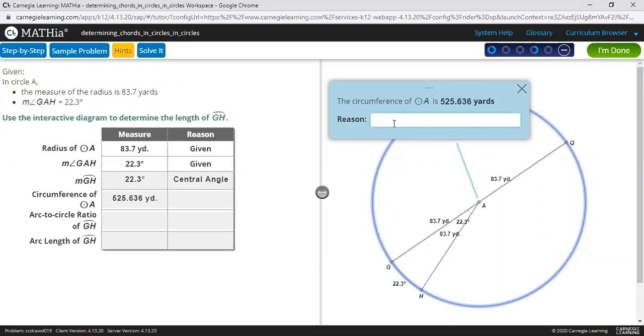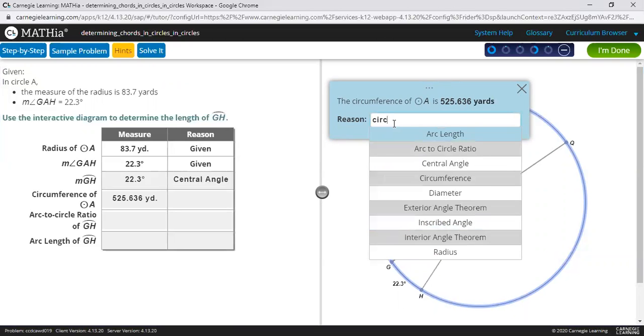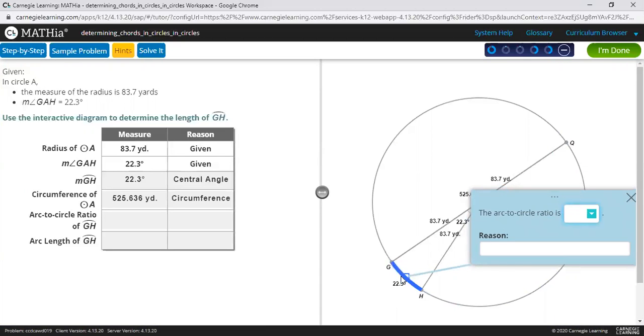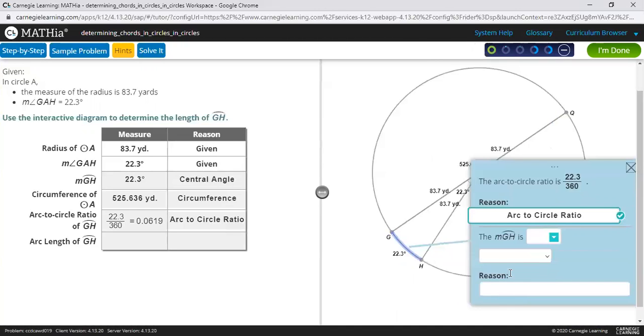And the reason for that, I think we can just use circumference as our reason. Yep. Okay, so now I want to identify the arc to circle ratio. From my arc length video, I told you that that's going to be our arc measure divided by 360. So that's the arc to circle ratio. This piece here is going to be 22.3, so the arc measure divided by 360. We're trying to find what fraction of the circumference that arc is. And our reason there is just the arc to circle ratio.